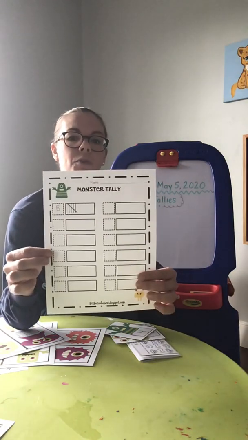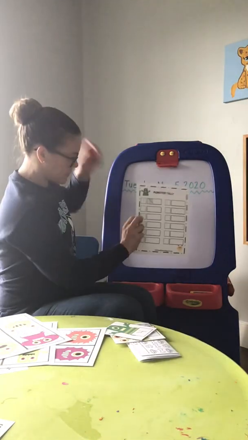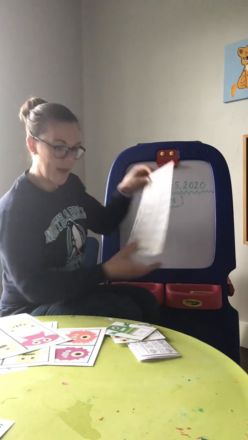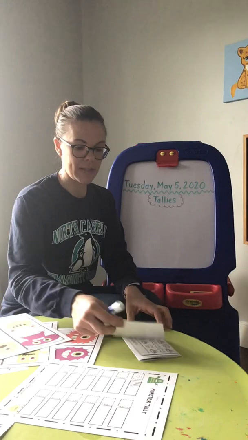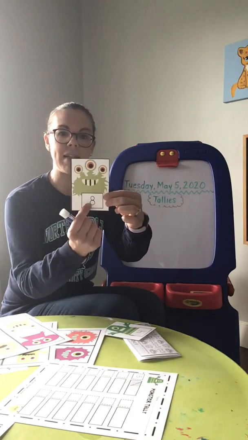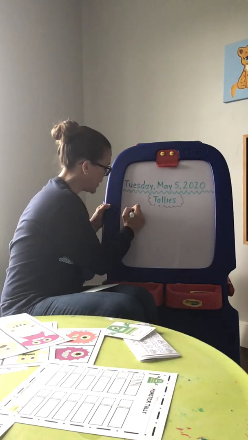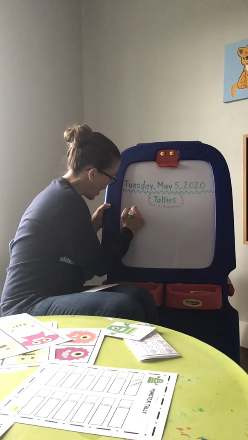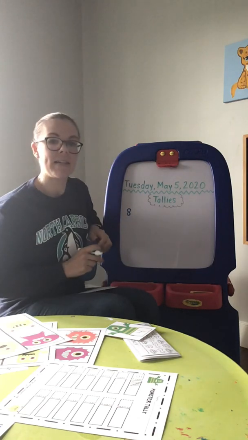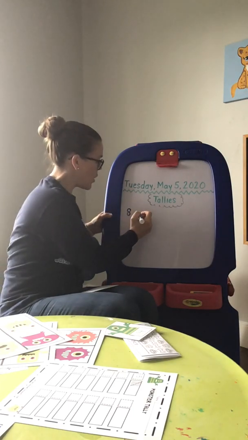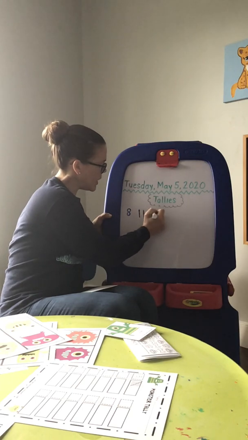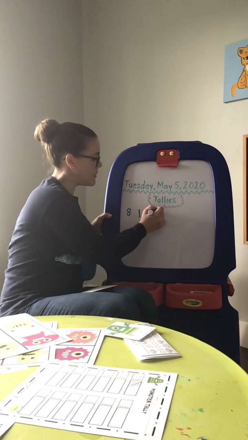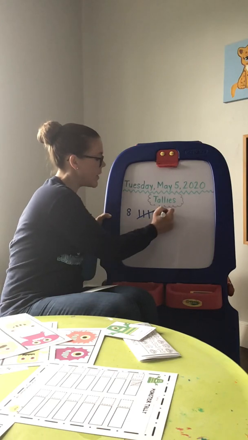So, for example, if I was going to do this one, I'll just write it up here so I don't have to take that up. Let's say I pick this monster card. He has the number 8. All right, so here's my number 8. And I want you to make 8 tallies, all right? So it would look like this. 1, 2, 3, 4. Oh, we have to cross off 5, 6, 7, 8.